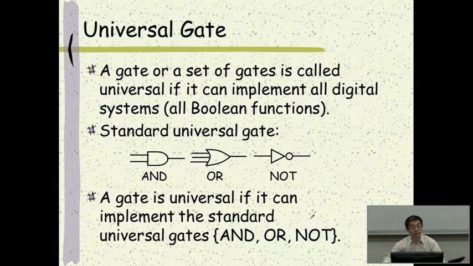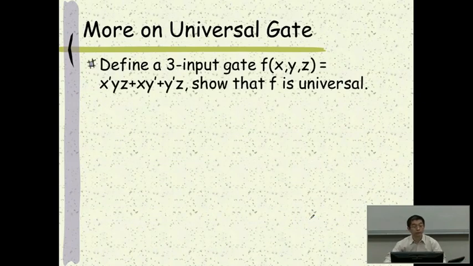Let's see an example here. We define a logical gate as a Boolean function f of x, y, z. It is defined as x prime y z plus x y prime plus y prime z. And we claim this function or this gate is universal. And how do we prove this?